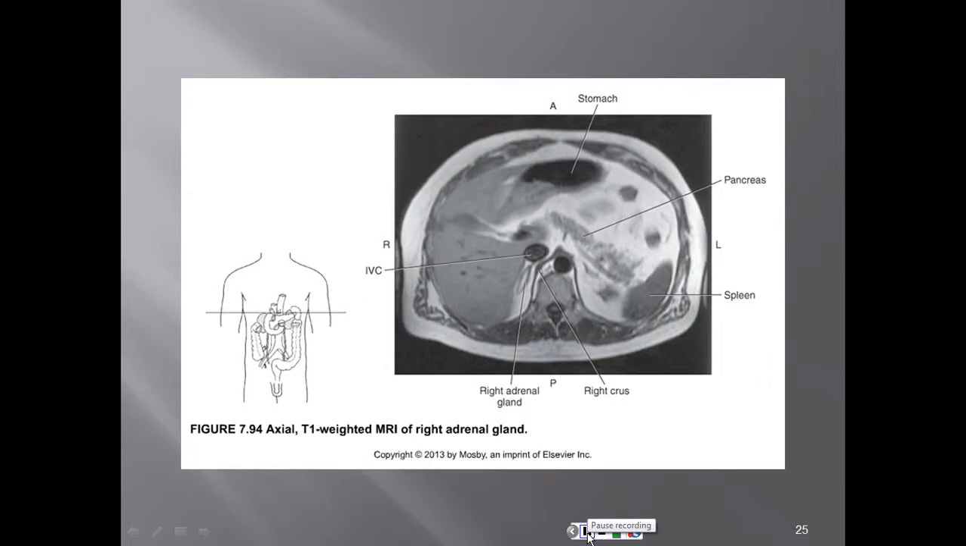This axial T1 weighted MRI image of the right adrenal gland is shown clearly here. Liver, IVC, aorta. You can follow along on page 442. The paired adrenal or suprarenal glands are retroperitoneal organs located superior to each kidney. They are separated from the superior surface of the kidneys by perirenal fat and are enclosed, along with the kidneys, by renal fascia.